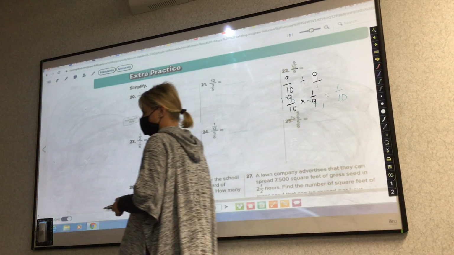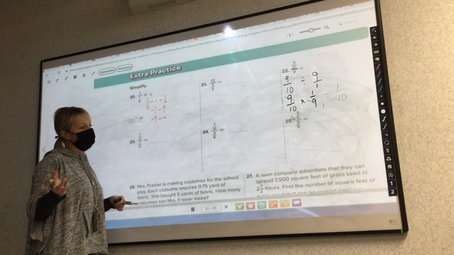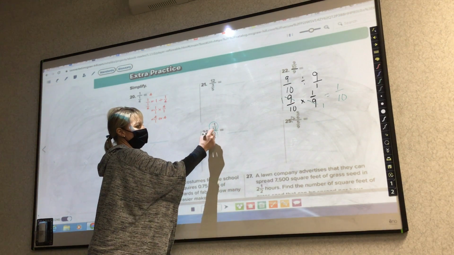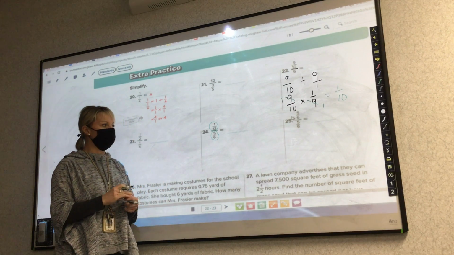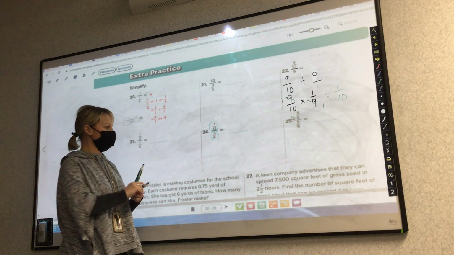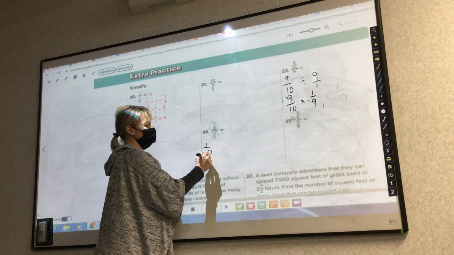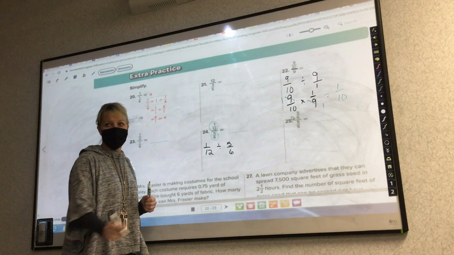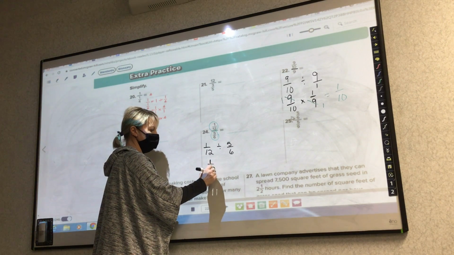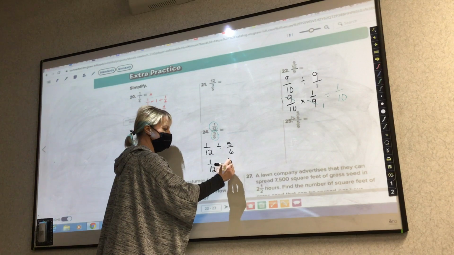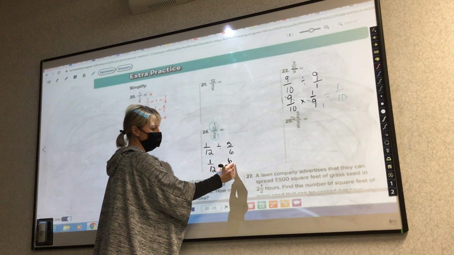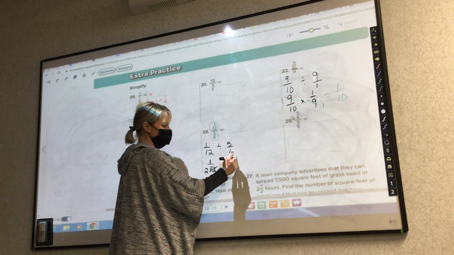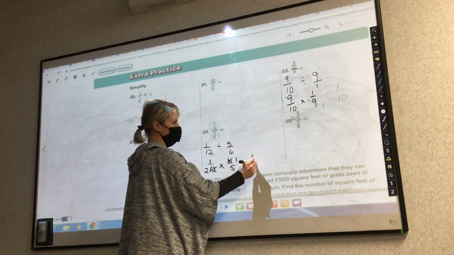24. It looks like we have two fractions, so this one's pretty easy to read. I got 1/12 on the top, 5/6 on the bottom. So I would write this as 1/12 divided by 5/6. Then we do the keep, change, reciprocal. I'm going to cross cancel my 12 and my 6 by 6. So this becomes a 2, this becomes a 1, and I have 1/10.